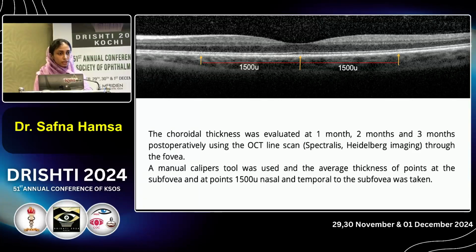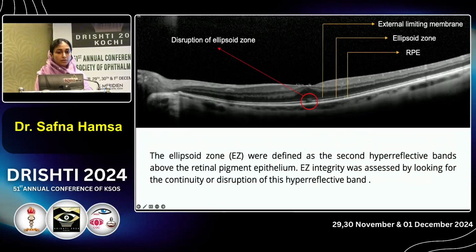So we measured and compared the choroidal thickness at the first, second and third postoperative month using an OCT line scan through the fovea. A manual caliper tool was used for this purpose to measure the choroidal thickness at the subfovea and at points 1500 microns nasal and temporal to the subfovea. An average of these 3 points was taken. We also evaluated the outer retina for any microstructural changes. The ellipsoid zone was defined as the second hyperreflective band above the retinal pigment epithelium.